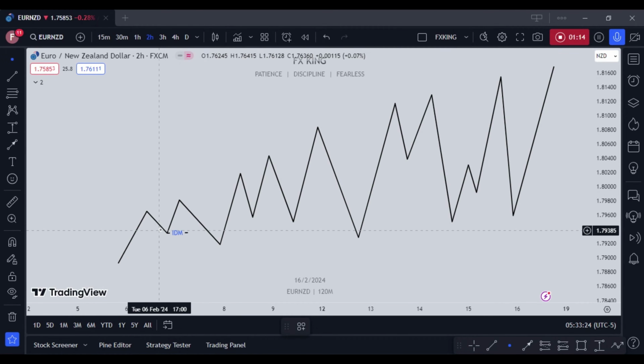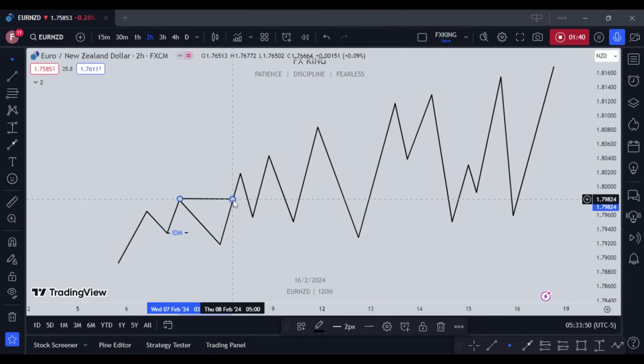Now, after labeling this pullback as inducement, what are we waiting for to happen before we validate our break of structure? What we're waiting for is for price to push below and take out this inducement level. Then after price closes above, we have a valid break of structure here, like this. Now, that is our valid break of structure.